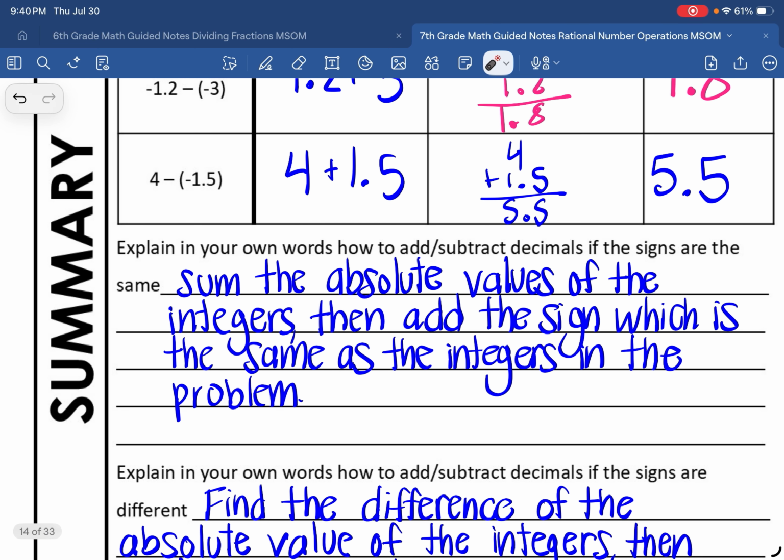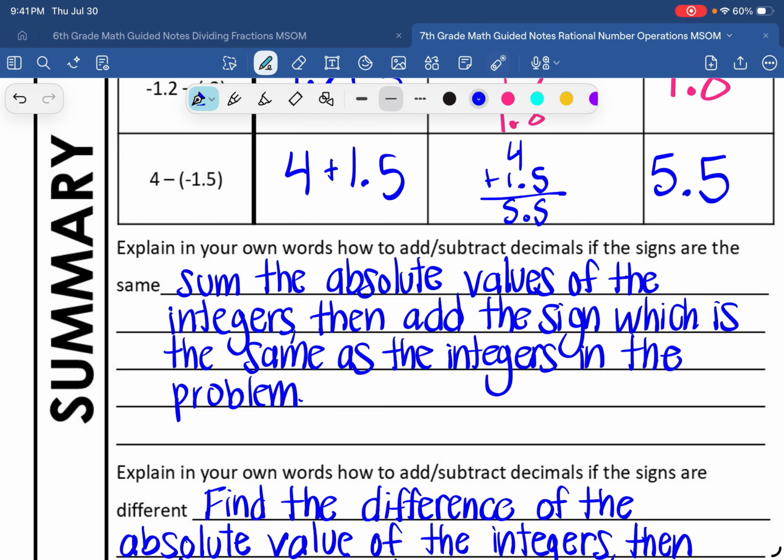Explain in your own words how to add or subtract decimals if the signs are the same. So this is what I wrote. If you have a different way of explaining it, as long as it's accurate, please do that. So you're going to sum the absolute values of the integers. When I say the absolute values, I'm just saying pretend the integers are all positive. So sum them all together, then go back and add the sign, which is the same sign as the integers in the problem.